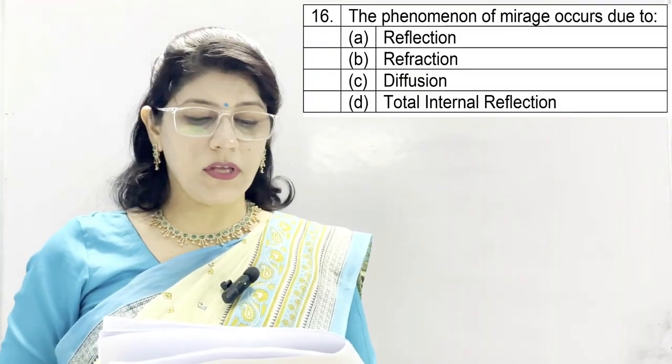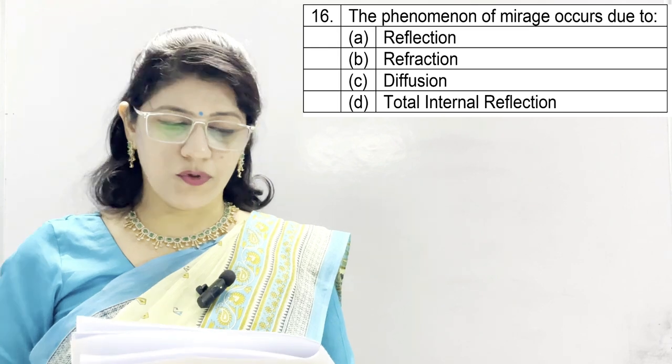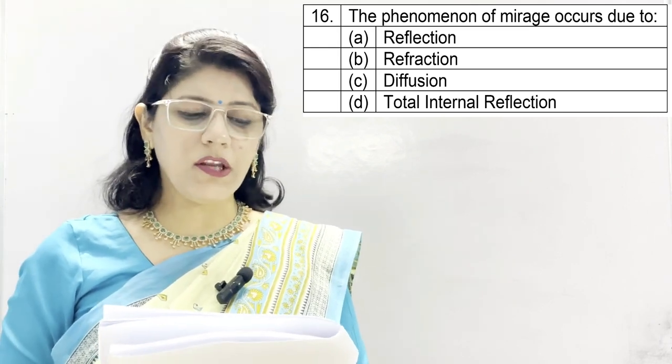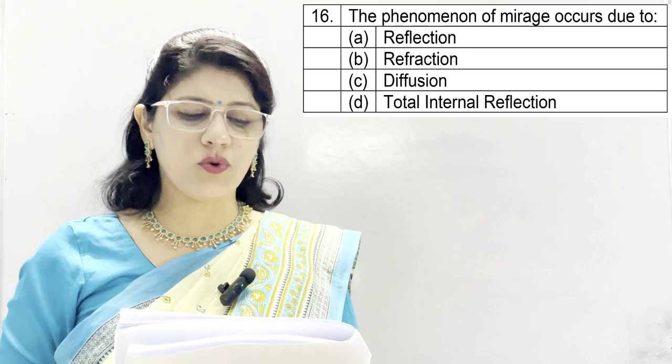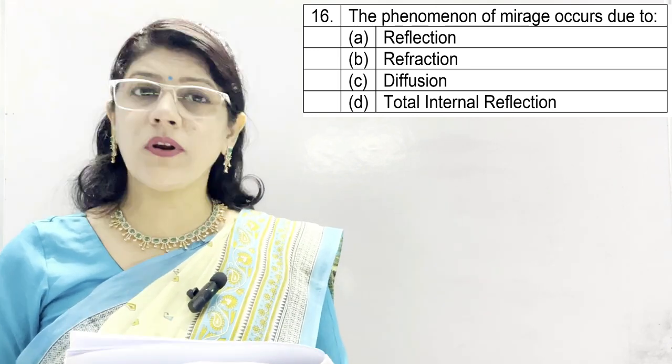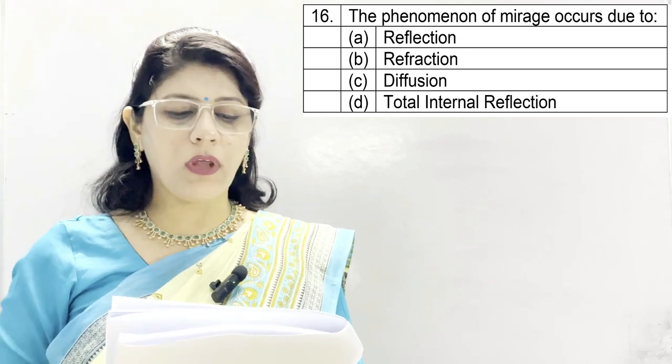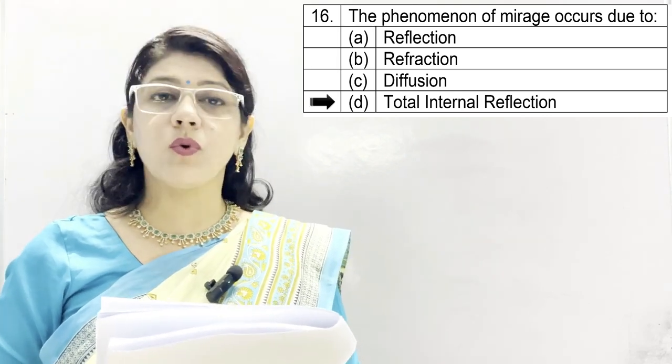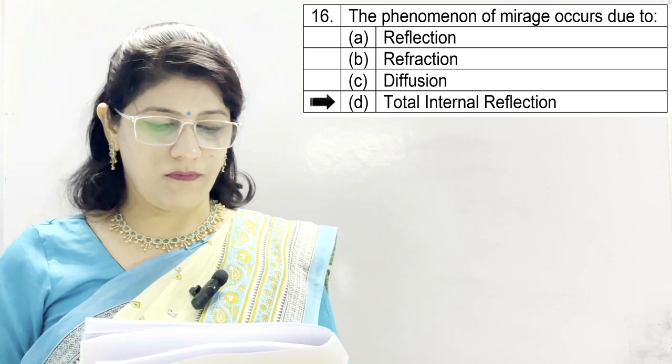In question number 16, the phenomenon of mirage occurs due to A option reflection, B refraction, C diffusion, and D total internal reflection. We have observed this phenomenon in deserts on a hot sunny day, and we know the cause behind mirage is total internal reflection.